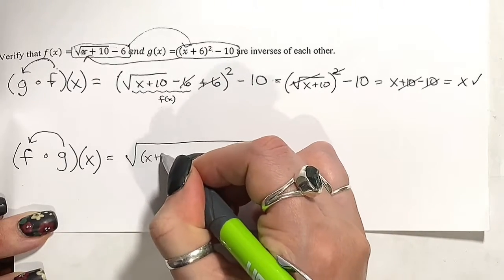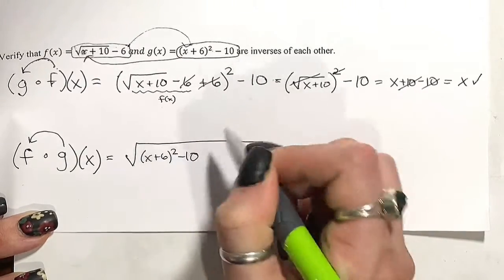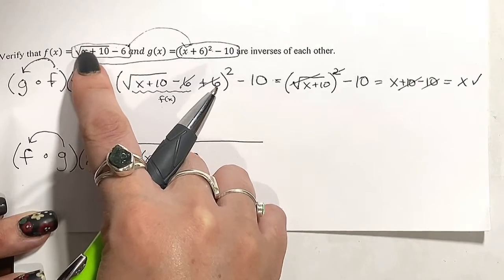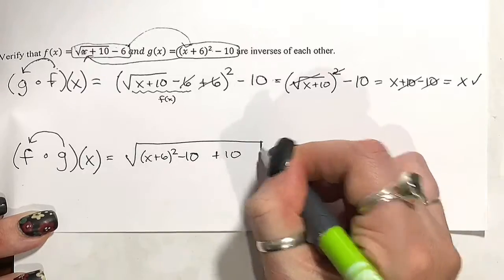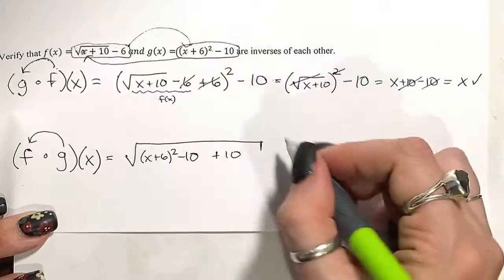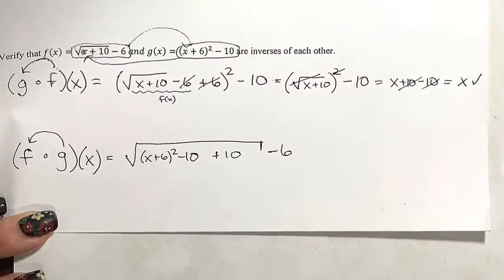So I'll have x plus 6 squared minus 10. That's just for this x though. Don't forget this little plus 10 now goes on the back. I wrote that a little longer than I need to. And then we have this minus 6 behind the square root.